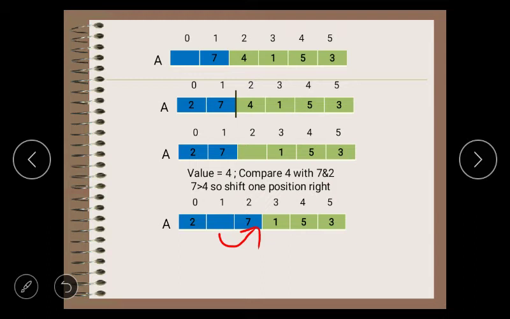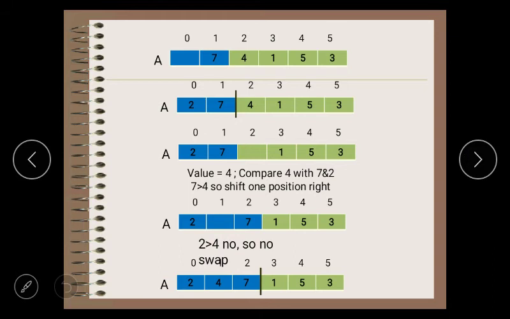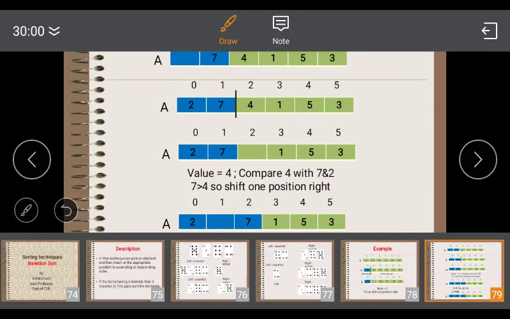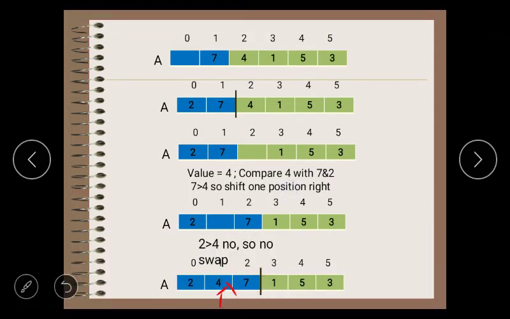After shifting, the array becomes like this. Now compare the 4 with 2. Is 2 greater than 4? No, so there is no need for shifting. So we replace the empty cell with 4. After that, the elements in blue color are sorted and the remaining are unsorted elements. Now pick an element from the unsorted array, that value is 1, and compare it with 7, 4 and 2.